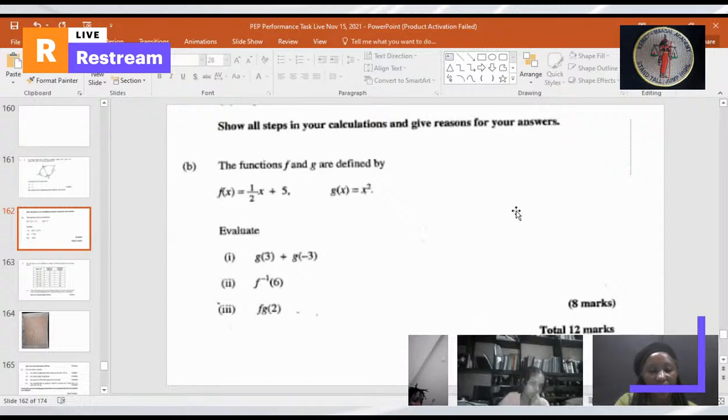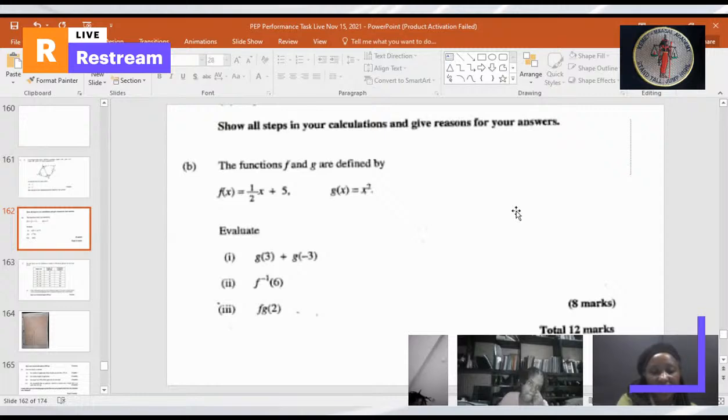So y equals half x plus 5. And when we're finding the inverse of the function, we interchange the x and y's. So we would have x equals half y plus 5, or y over 2 plus 5, same thing. Now we're going to subtract 5 from both sides.